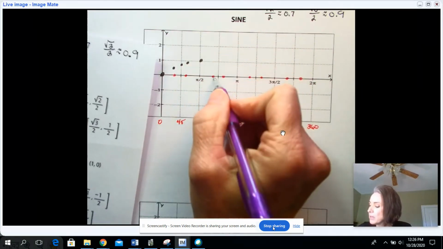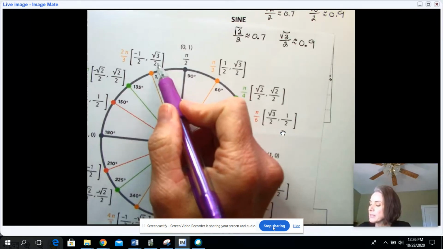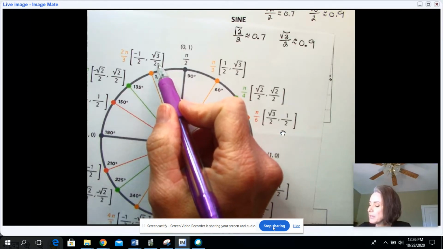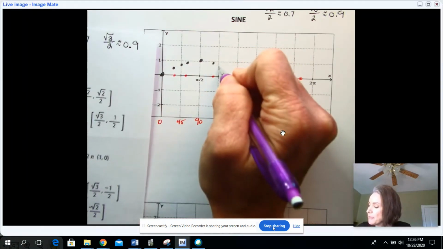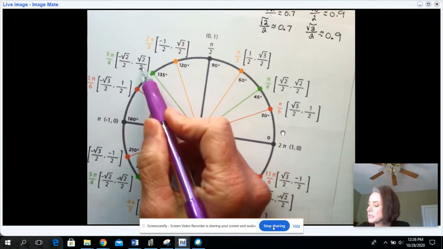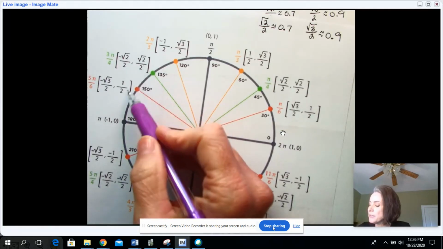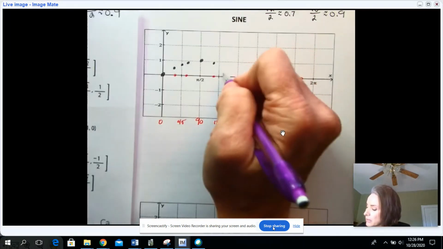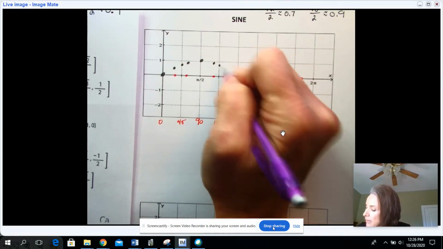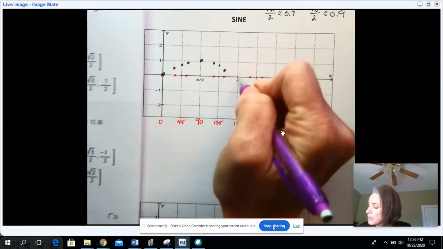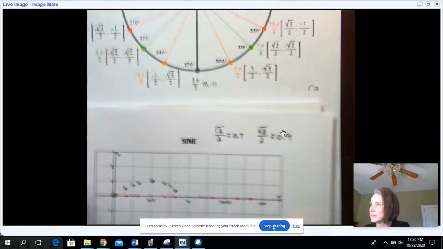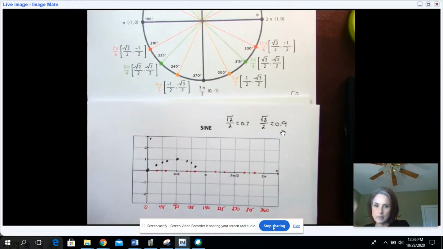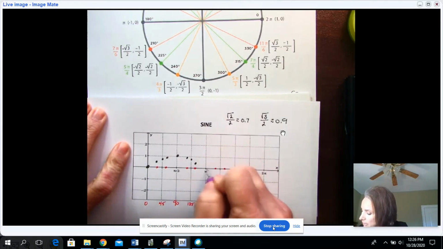And then this would be 120. At 120, the sine is square root of 3 over 2, which is 0.9. At 135, it's 0.7, and at 150, it is a half. So it's going to be at 0.7, and then a half, and then at 180 degrees, the sine is 0. So we're going to keep on going around like that. Sine of 180 is 0.